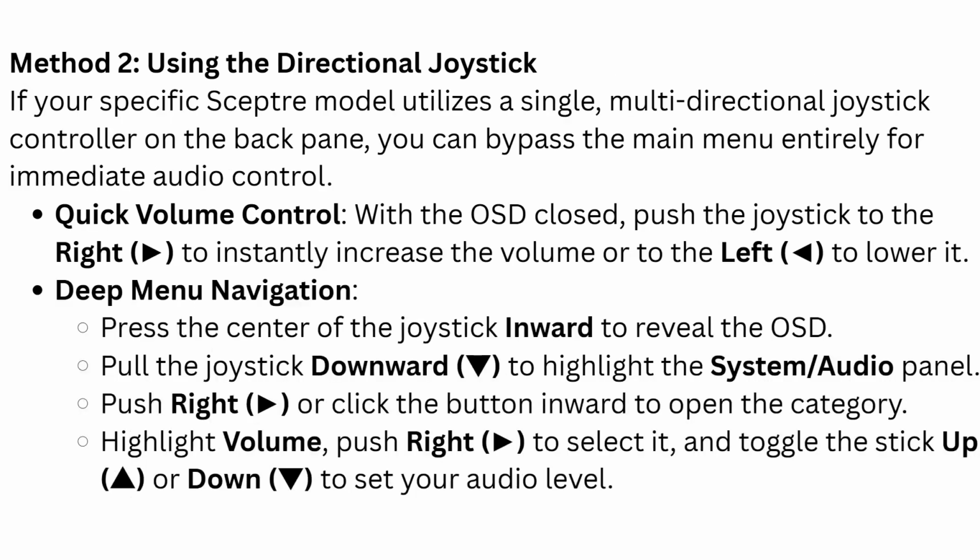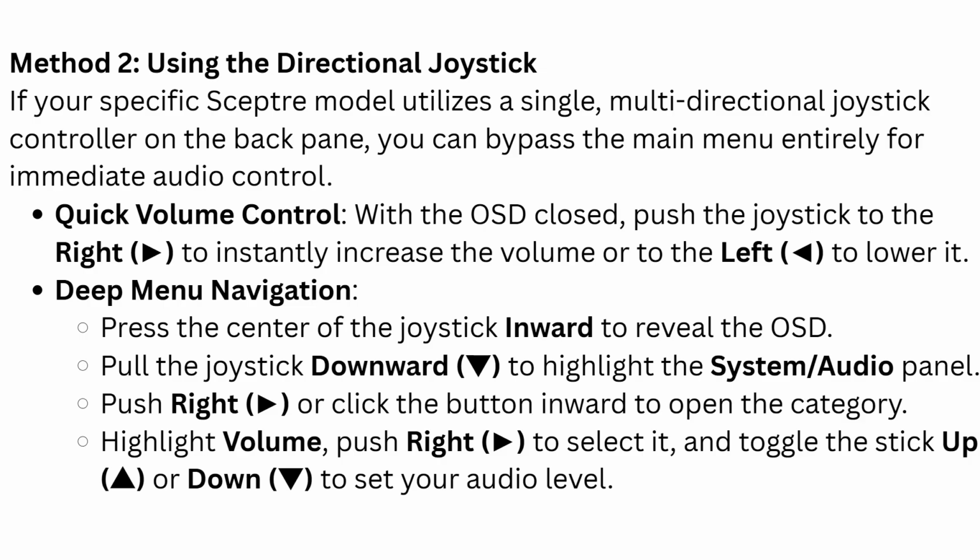Method 2, using the directional joystick. If your specific Sceptre model utilizes a single multi-directional joystick controller on the back panel, you can bypass the main menu entirely for immediate audio control. Quick volume control: with the OSD closed, push the joystick to the right to instantly increase the volume or to the left to lower it.